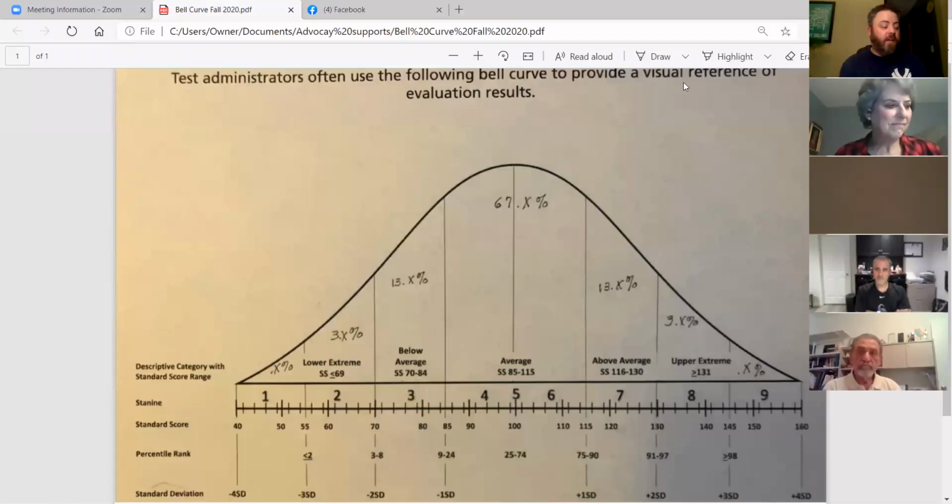So welcome this evening to understanding standard deviation, IQs, and that bell curve model of how that interacts with an individual with intellectual and developmental disability. CG, do you want to introduce yourself and start your presentation?